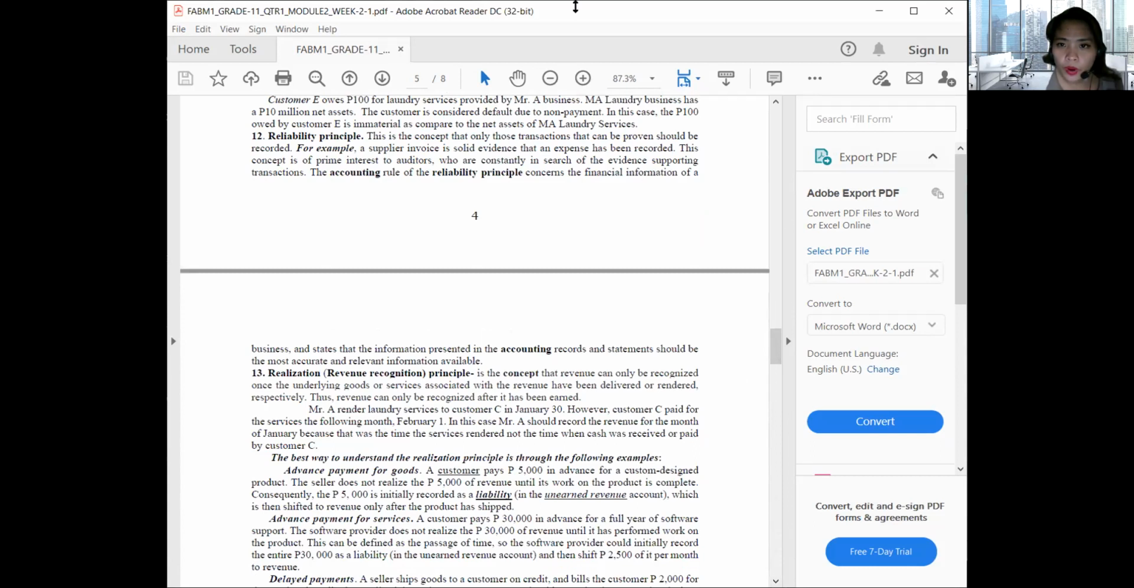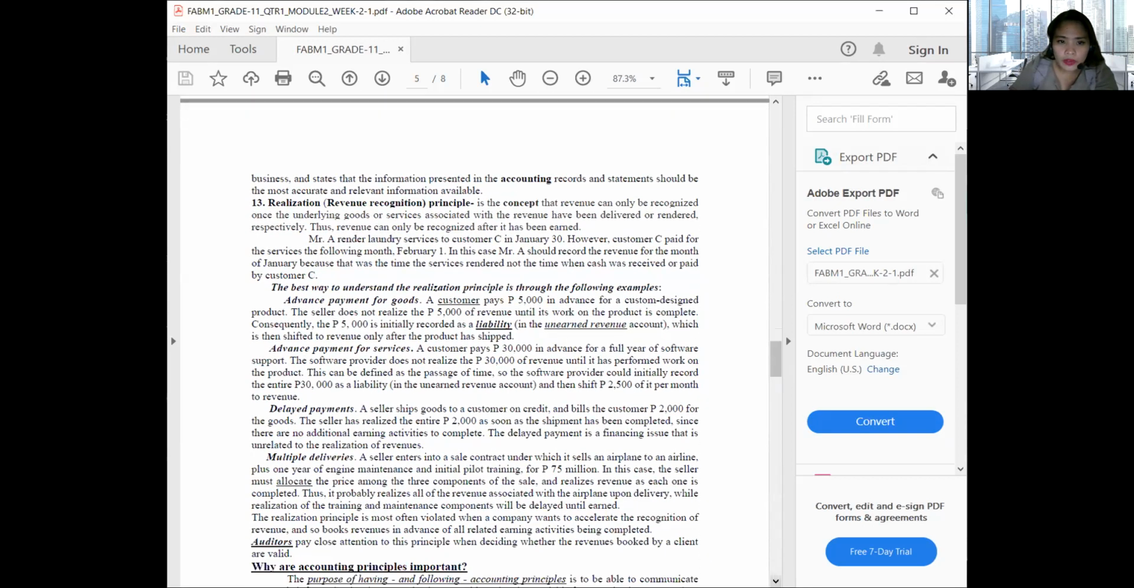Okay, one more would be Liability Principle. This is the concept that only those transactions that can be proven should be recorded. Ayan. For example, a supplier invoice is solid evidence that an expense has been recorded. Okay? You cannot say na, ay, gumastos ako eh. Gumastos ako, kumain ako eh. Tapos gusto mo pa reimburse pero wala kang resibo. So dapat merong evidence through receipt.